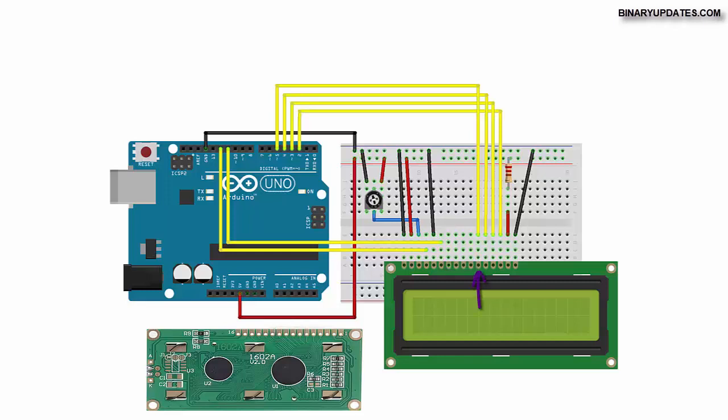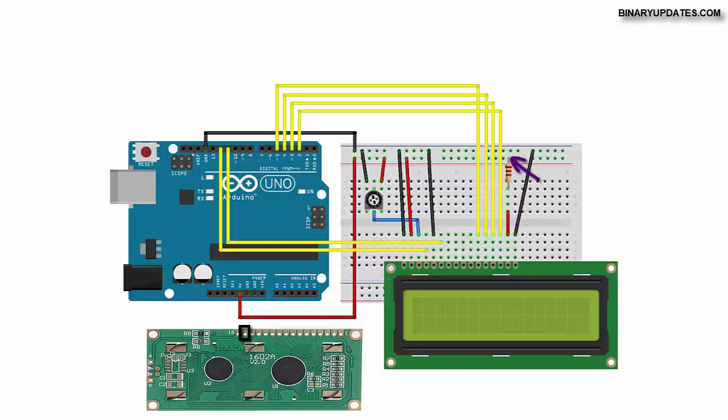LCD pin number 11, which is the D4 pin, is going to connect to Arduino pin number 5. LCD pin 12, which is D5, will connect to Arduino pin number 4. LCD pin 13, which is D6, will connect to Arduino pin number 3. LCD pin 14, which is the D7 pin, will connect to Arduino pin number 2. So in short, LCD pins 11, 12, 13, 14 will connect to Arduino pins 5, 4, 3, 2 respectively.